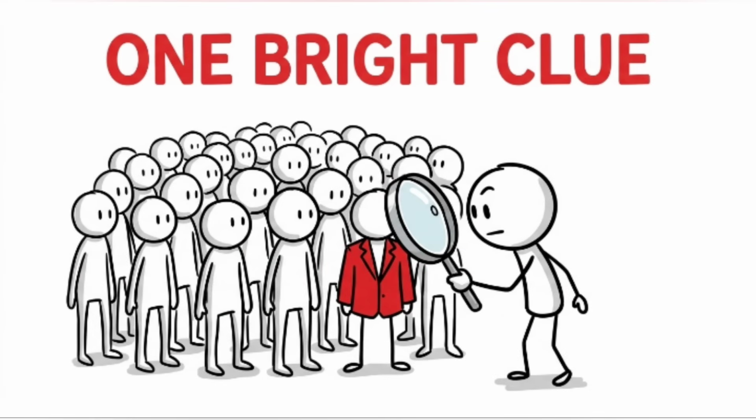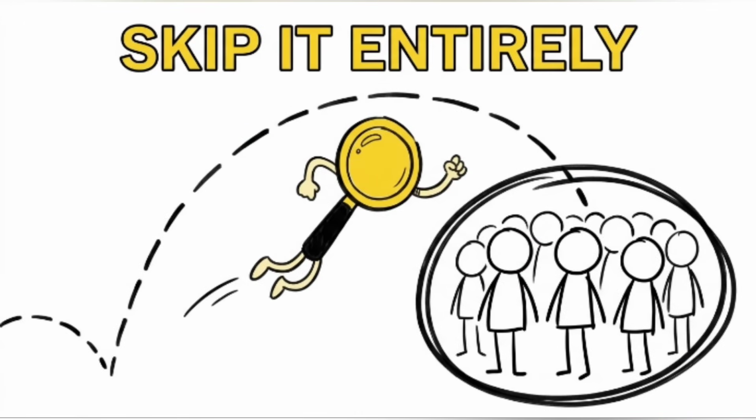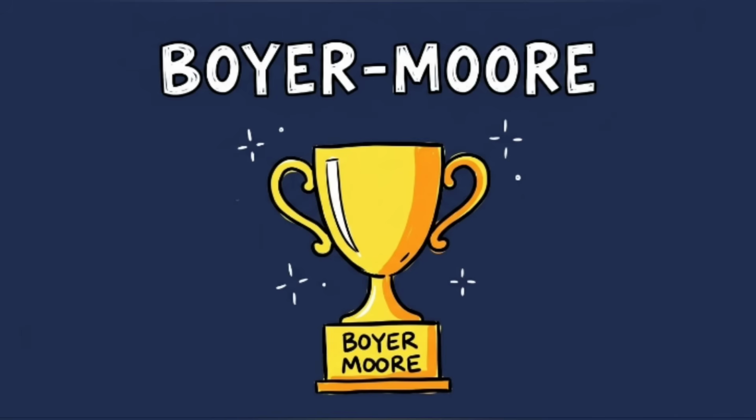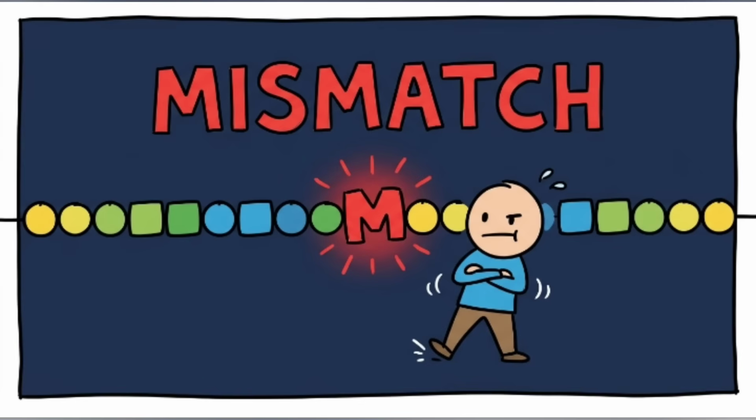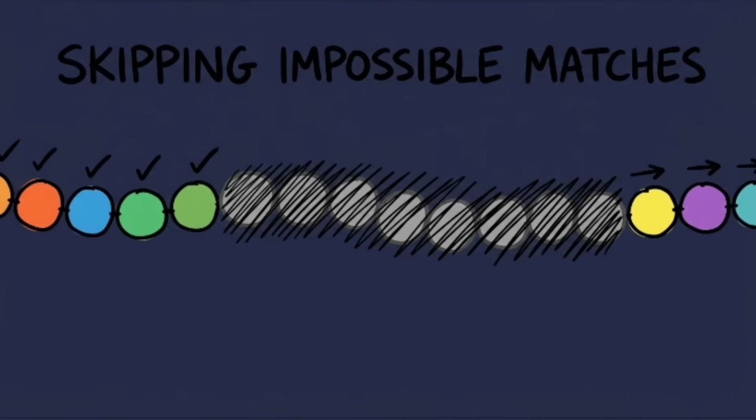Picture scanning that crowd photo, but glancing first at one bright clue, like a red jacket. If that detail is missing from a whole section, skip it entirely. That's Boyer-Moore. On a mismatch, it doesn't creep forward one character at a time. It leaps ahead, skipping huge chunks of text that obviously can't match.